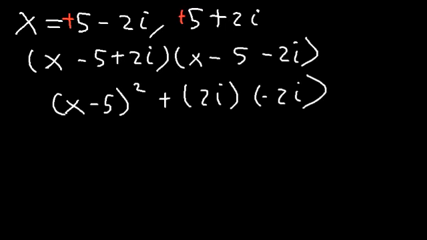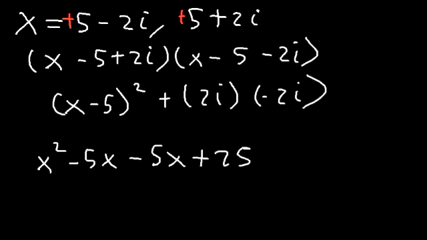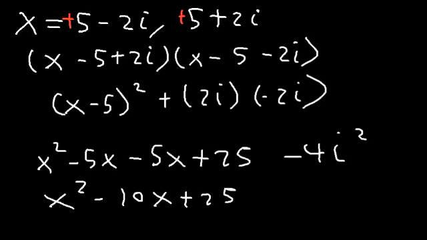So x minus 5 squared, that's going to be x minus 5 times x minus 5, which is x squared, minus 5x, minus 5x, and negative 5 times negative 5 is 25. And 2i times negative 2i is negative 4i squared. So this is going to be negative 10x plus 25. Negative 4i squared is plus 4. So the final answer is x squared minus 10x plus 29. So this is it.